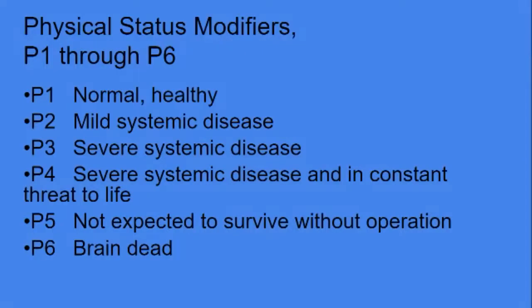So what are P1 through P6? Okay, so P1 is a normal, healthy patient. P2, mild systemic disease. P3, severe systemic disease. P4, severe systemic disease and a constant threat to life. P5, not expected to survive without the operation, and P6 is brain dead. So those are what your physical status modifiers mean.